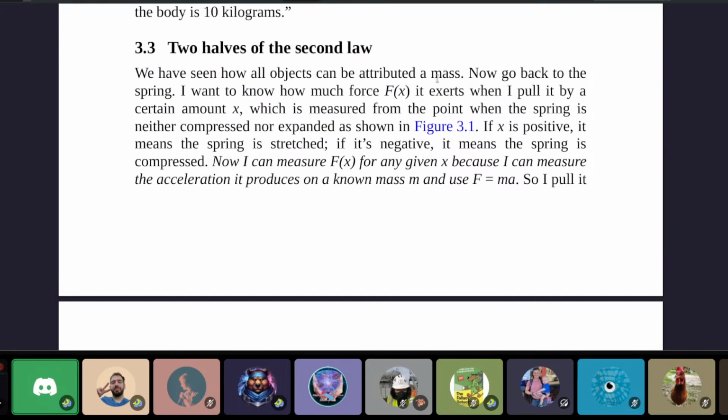We've seen how long. Now go back to the spring. I want to know how much force. If x is positive, it means the spring is stretched. If it's negative, it means the spring is compressed. Now I can measure f of x for any given x because I can measure the acceleration it produces on a known mass m and use f equals ma.